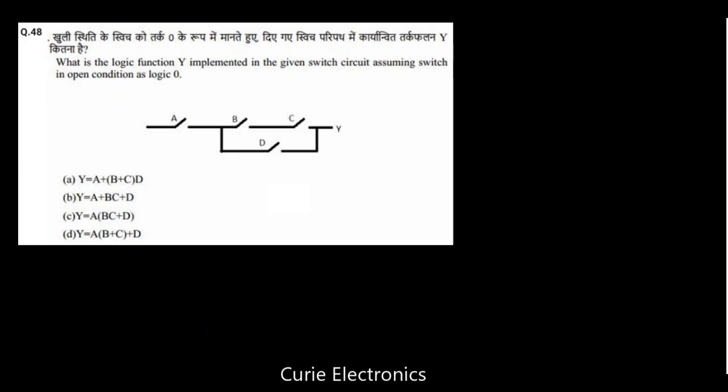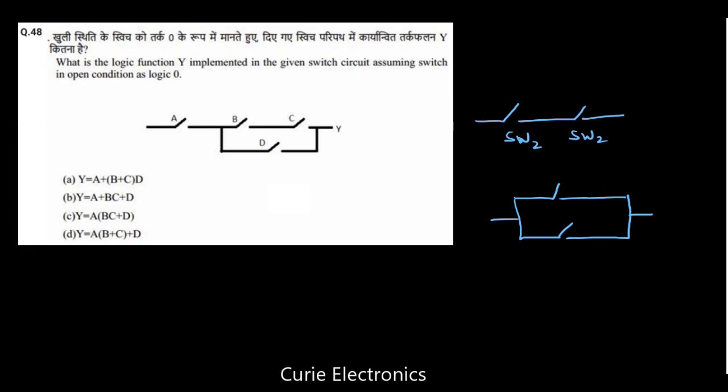Question number 48. What is the logic function Y implemented in the given switch circuit, assuming switch open condition as logic 0? Now see, this is what gate. If switches are connected in series, what gate? It is an AND gate. If switches are connected in parallel, it's an OR gate.